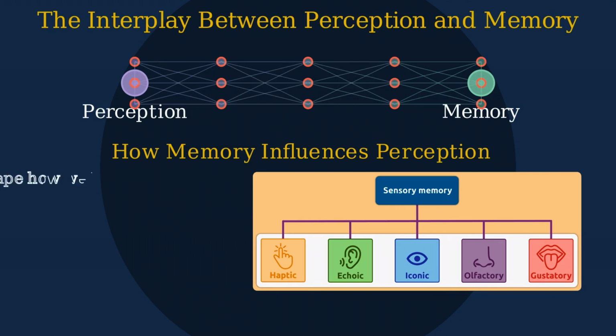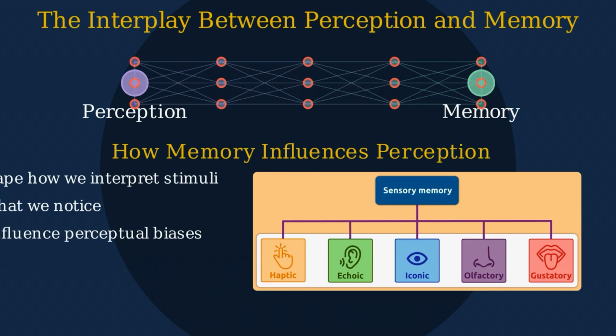Our prior experiences create frameworks that shape how we interpret new stimuli. These memories establish expectations that filter what we actually notice in our environment. Cultural and shared memories also play a role in creating perceptual biases that affect how we experience the world.